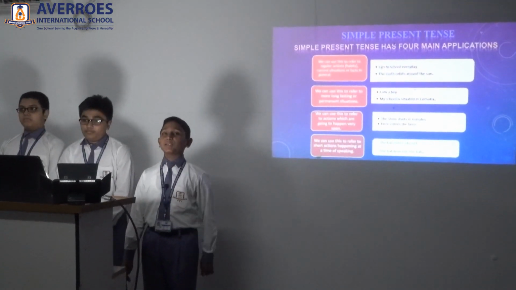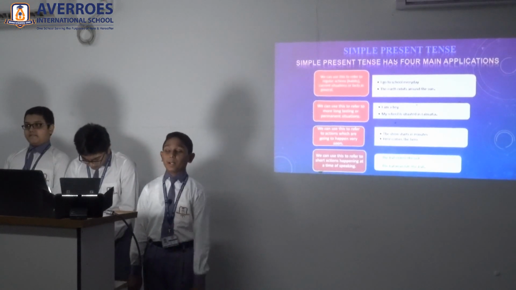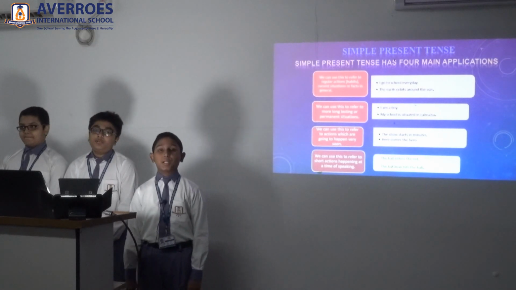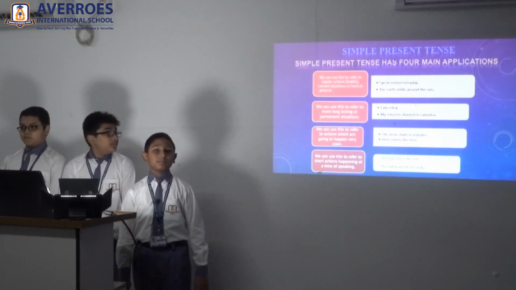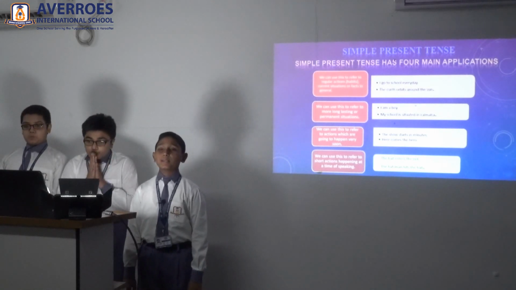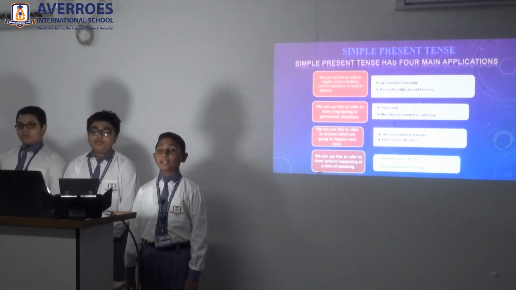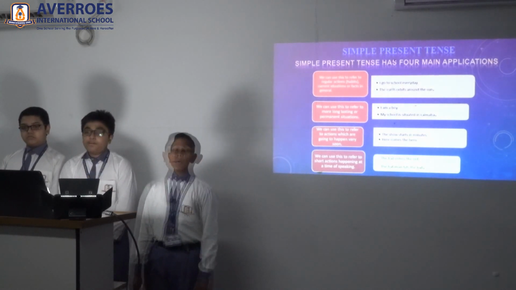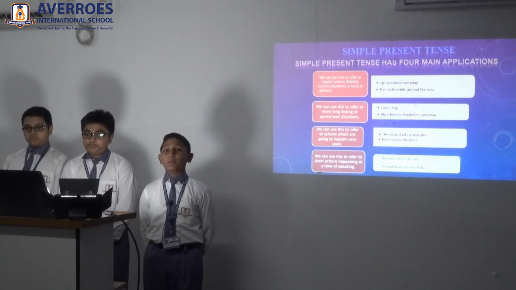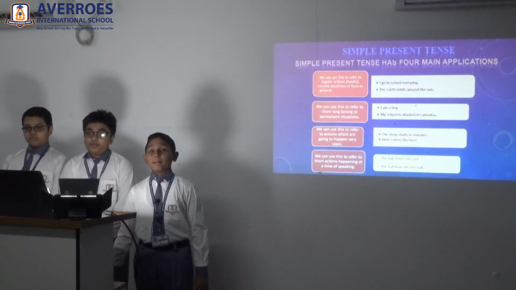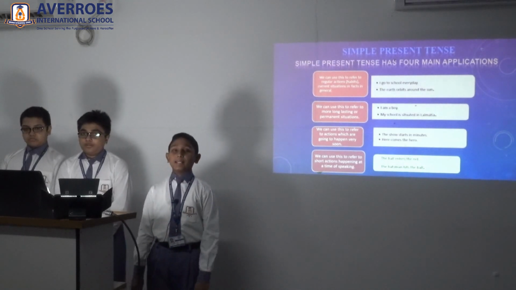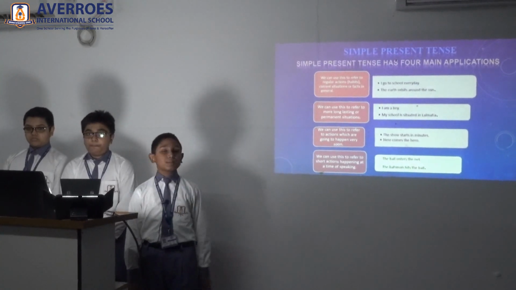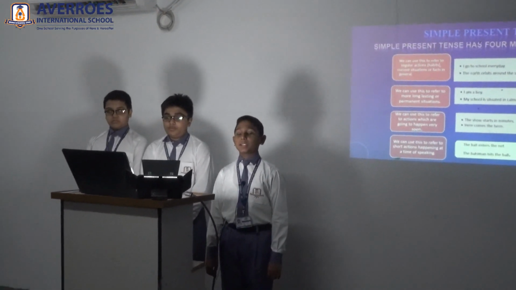There are 4 main applications for simple present tense. Application number 1, we use this to refer to regular actions, current situations, or facts in general, like the earth revolves around the sun. The second application is we can use this to refer to more long-lasting or permanent situations, like I am a boy. And the third application is we can use this to refer to actions which are going to happen very soon, like the show starts in minutes. And the final application is we can use this to refer to short actions happening at the time of speaking. Example, the ball enters the net.